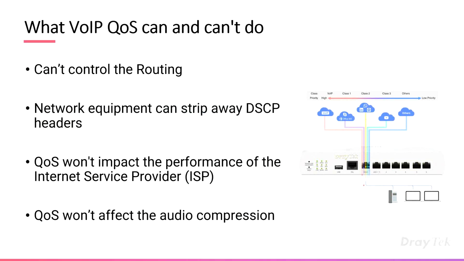What VoIP QoS can and can't do? Well, it can't control the routing. Obviously, even with best effort routing, quality of service is just one part of a broader set of systems that connect you to the phone system.